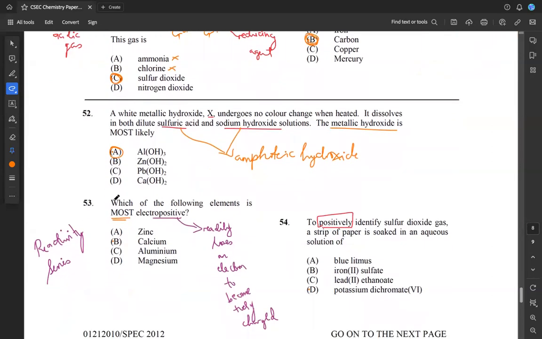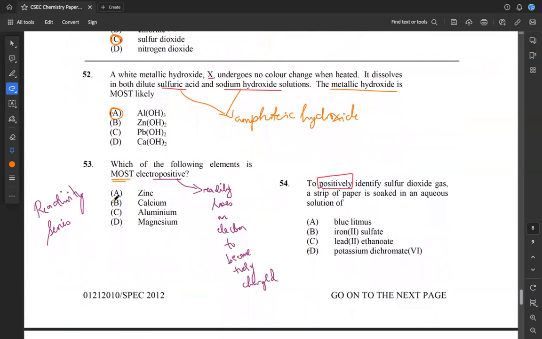All right, moving along to 53 now. 53 says, which of the following elements is most electropositive? Electropositive means that the element is going to readily lose an electron to become positively charged, and that's going to be our most reactive. The most reactive metal among all of these is the one that will be most eager to give away its electrons and become positively charged.